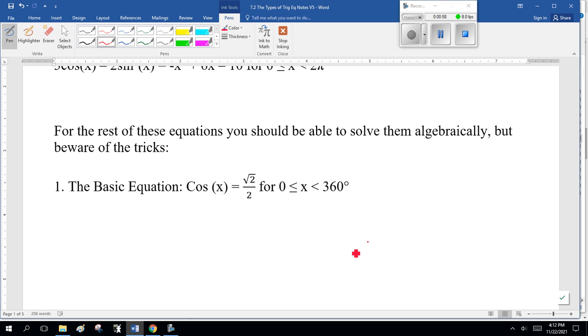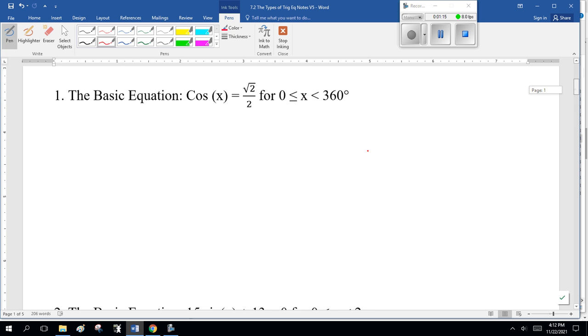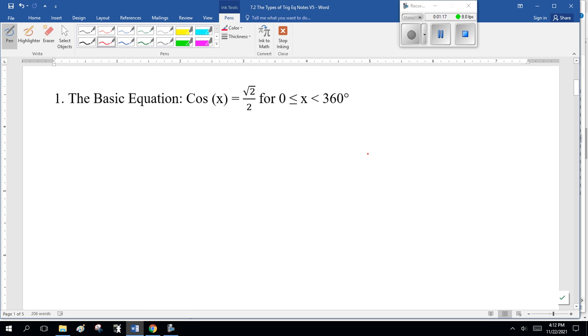So a basic equation like cos of x is equal to root 2 over 2 for 0 is less than or equal to x is less than or equal to 360. Now, what's the first thing I expect you to do? Graph it. Graph the darn thing. It's not a suggestion. Grab your graphing calculator and graph it.